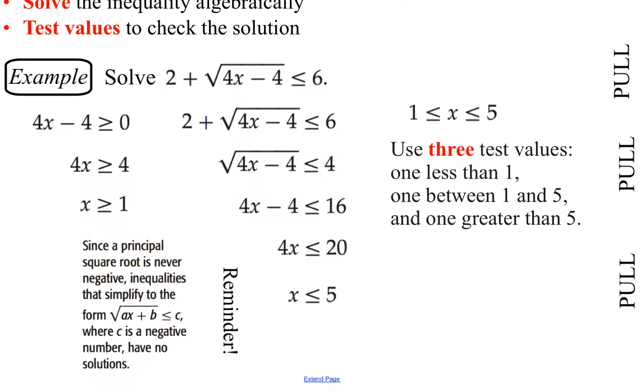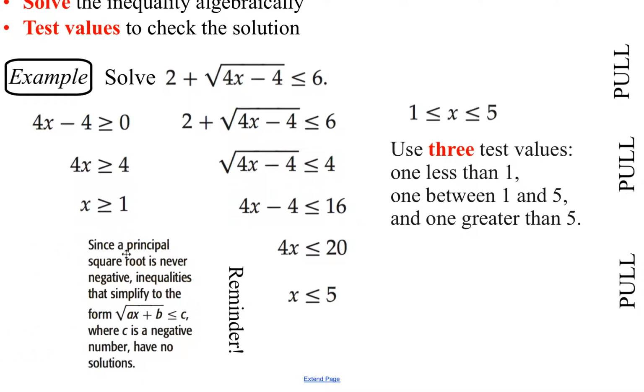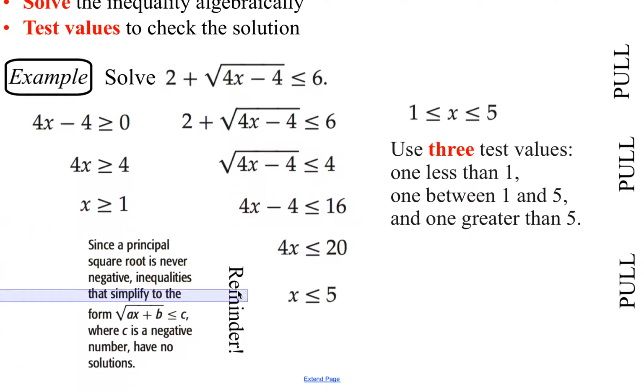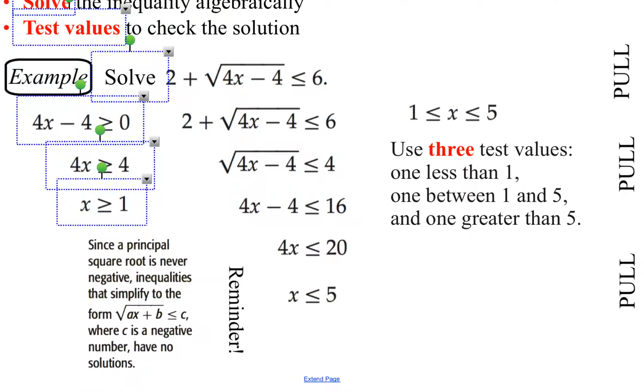A little reminder for you here. Remember, a principal square root is never negative. So for any inequality that simplifies to something where the radical is less than or equal to c, and you have something over here that's negative, there's no solution. You can never have the square root of something being negative. So if you get a problem like that, those cannot happen, and we can't get negative values there.